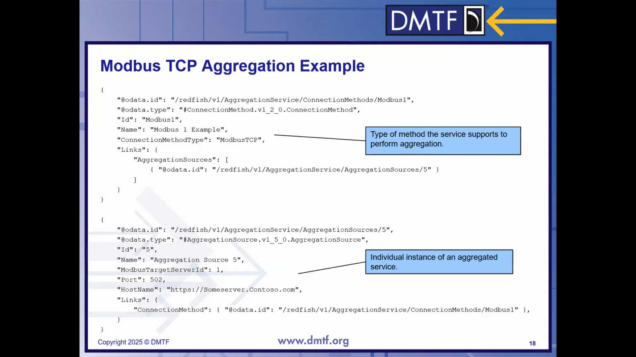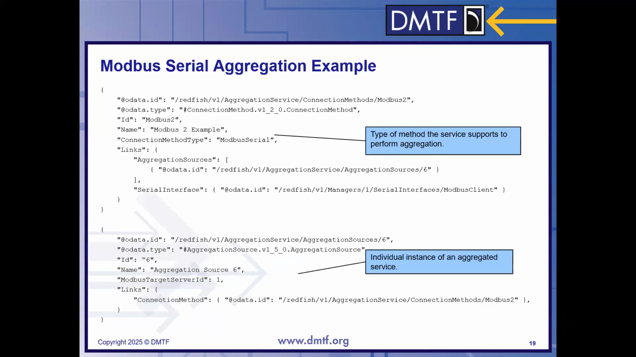In the links, this shows the aggregation sources that are currently using this connection method. And so the aggregation source shows an exact instance of where you're aggregating data from. And the example on the bottom shows that, yes, we have a new aggregation source. It's using the Modbus TCP connection method. I'm pointing it to some host name for accessing the data. And importantly, I'm assigning it a Modbus target server ID, since that's part of the Modbus protocol for accessing the device.